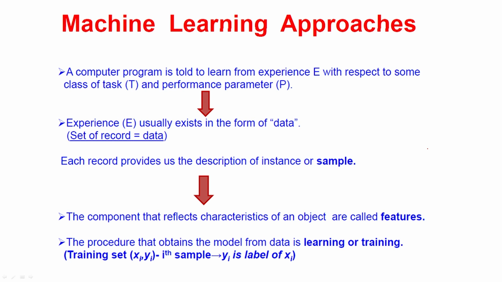By now you must know that it is basically a computer program which is told to learn from experience with respect to certain tasks. We talked about it, and a few important things you must remember. Each record basically tells us a description of an instance or a sample, and all these data are called sample space. And the components which reflect the characteristics of objects are called features.